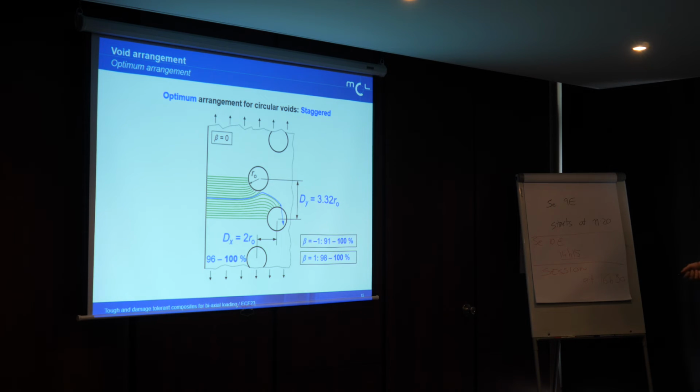After several design loops, we determined, for example, the optimum arrangement of circular voids to arrest cracks coming from the surface. In this case, the optimum was a staggered arrangement with a vertical distance of 3.32 times R0 and a horizontal displacement of 2 times the void size, where we can achieve a trapping efficiency of 69 to 100%. Also for the other load cases, beta minus 1 and 1, we reach a trapping efficiency of 100%.